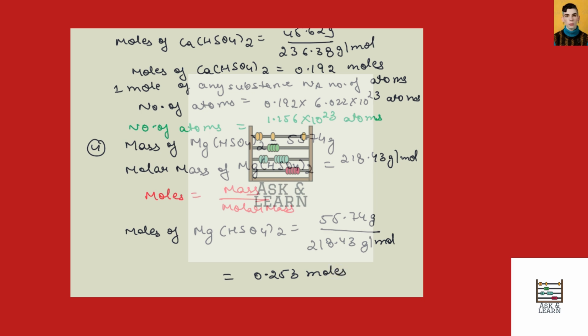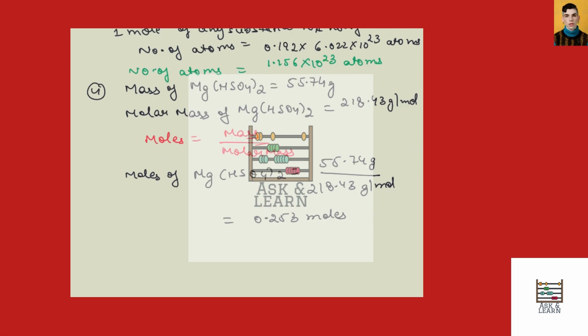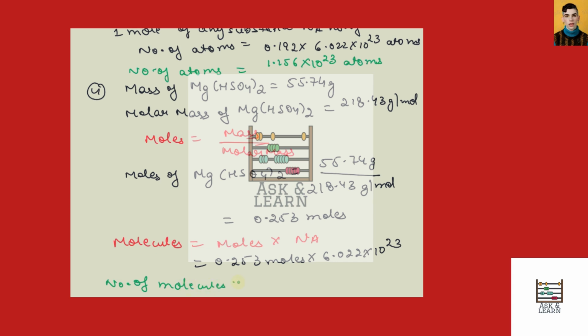Now we have the moles. From moles we can find the molecules. The molecules is equal to moles multiplied by the Avogadro's number. Substituting the values, moles is 0.253 moles and Avogadro's number is 6.022 into 10 raised to power 23. When we solve this, the number of molecules present in the given amount of magnesium hydrogen sulfate is 1.52 into 10 raised to power 23 molecules.